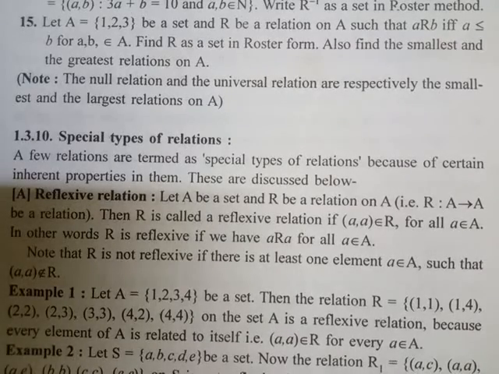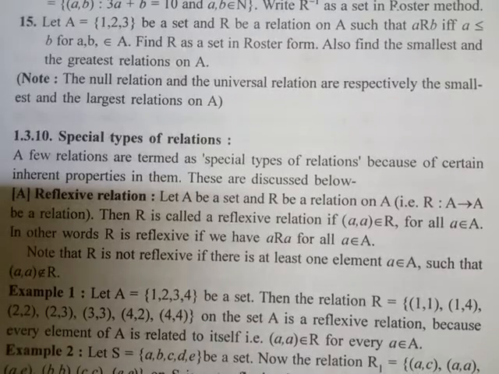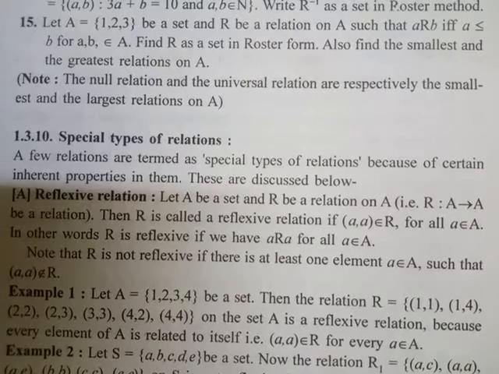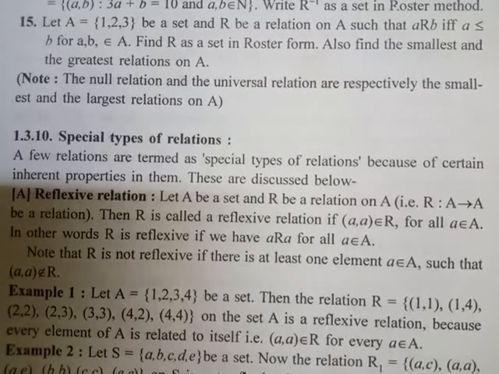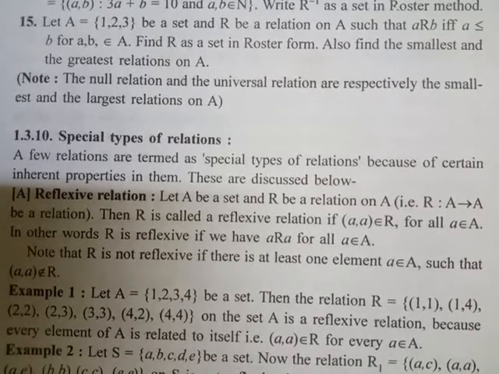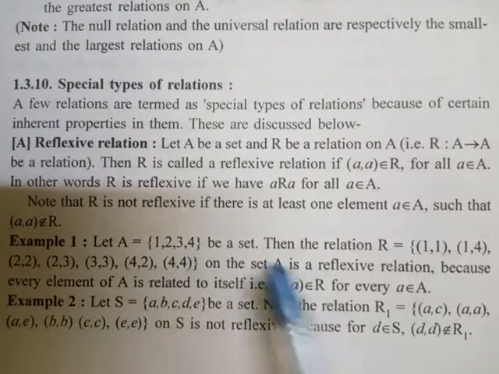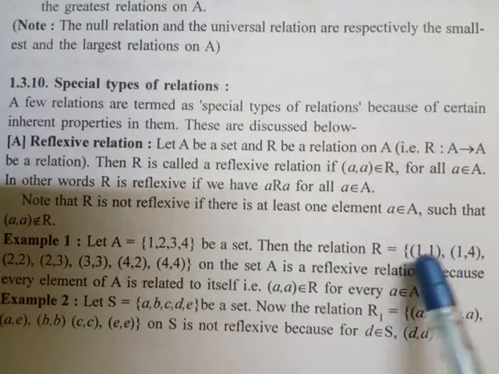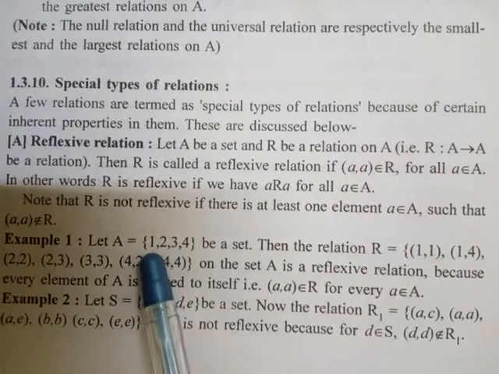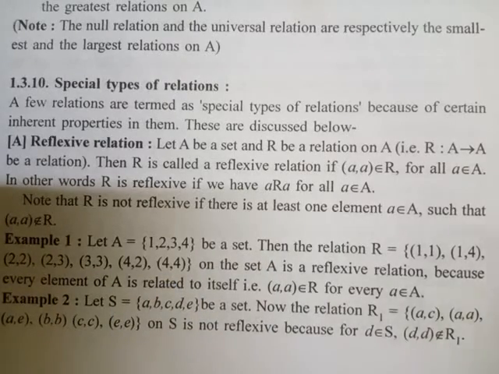Let A be a set and R be a relation on A. Then R is called a reflexive relation if (a, a) belongs to R for all a belongs to A. Now look here, students, for example, let A = {1, 2, 3, 4} be a set, and the relation, as you can see in the video, has (1,1), (2,2), (3,3), (4,4), which means this is a reflexive relation.